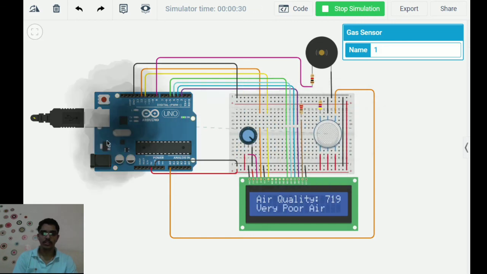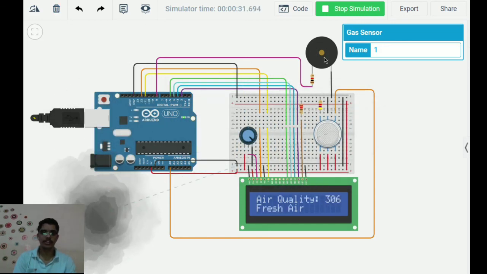So this is a simple air pollution monitoring system.